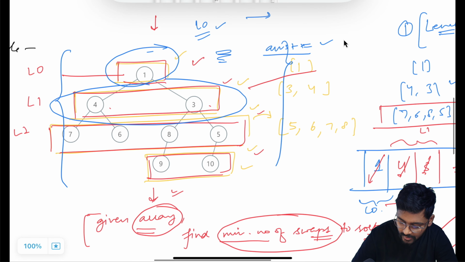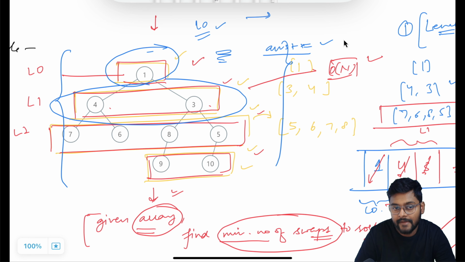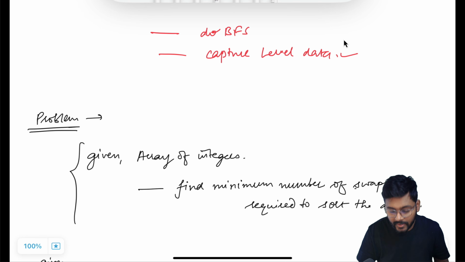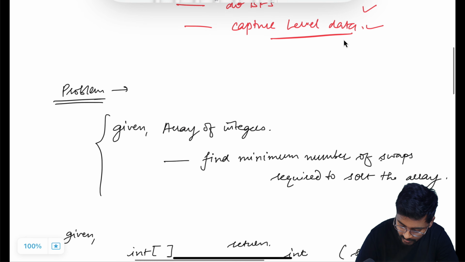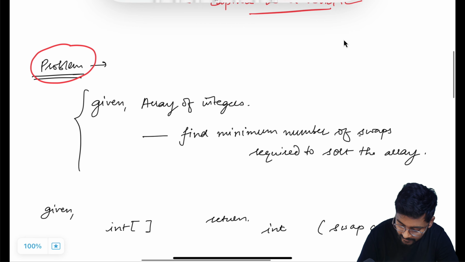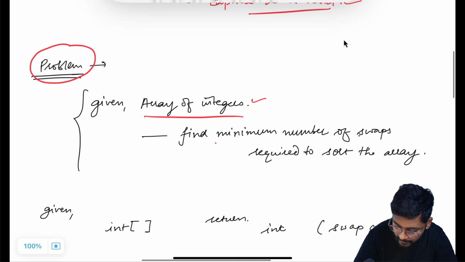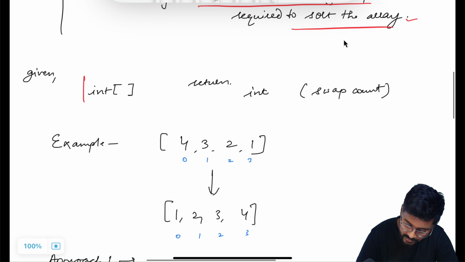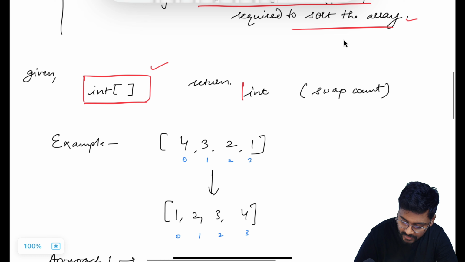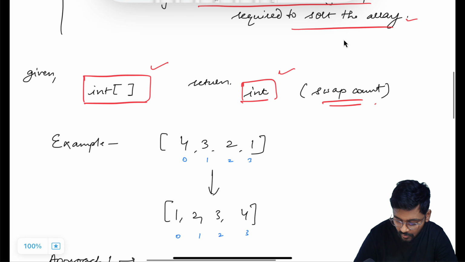On this level order traversal, time complexity is order of n. We already know because we visit every single node of the tree only once. So what is clear so far is we will do the DFS or level order traversal, and we will capture every level's data. Okay. Now the sub problem is: given an array of integers, find the minimum number of swaps required to sort that array. So given is an integer array and return the integer, the swaps required.